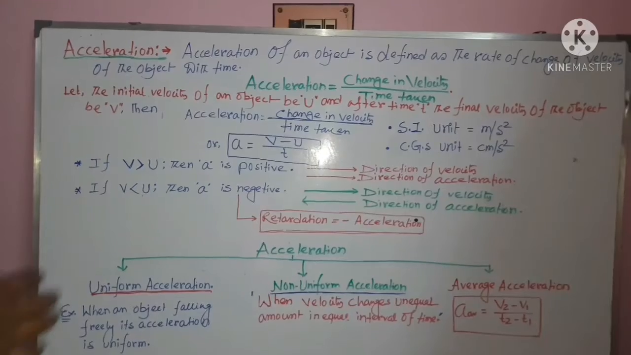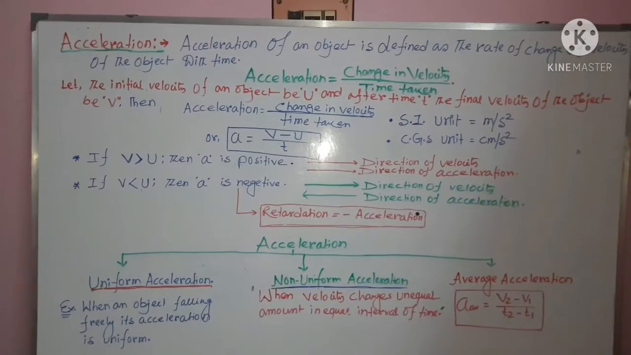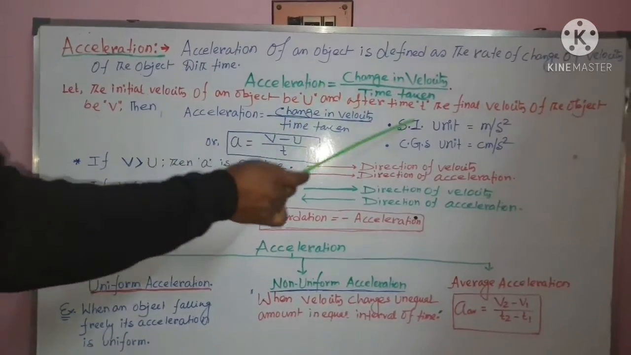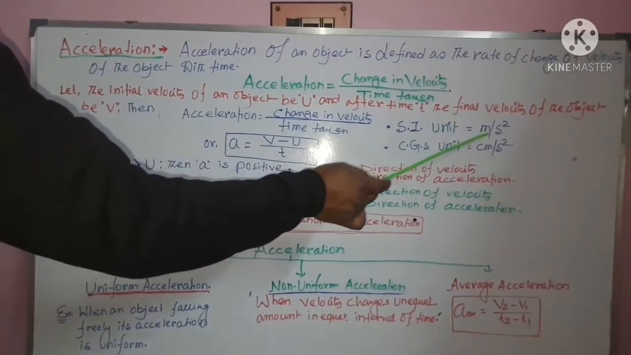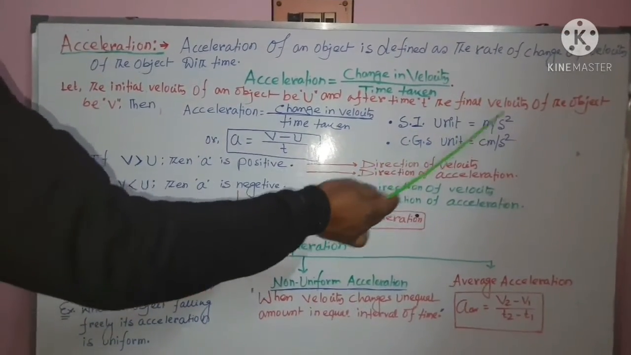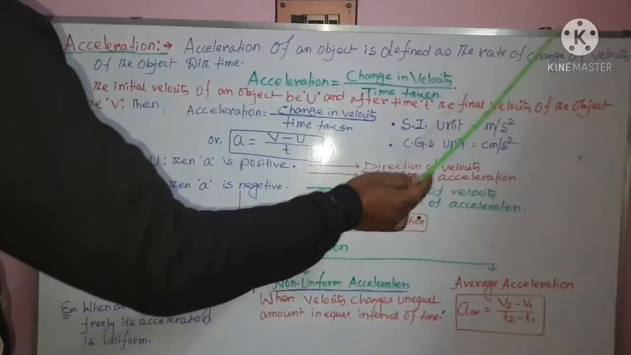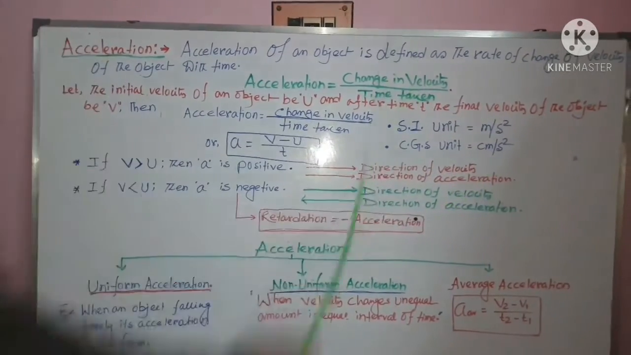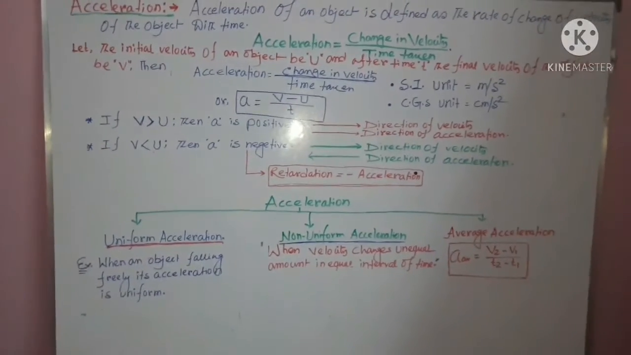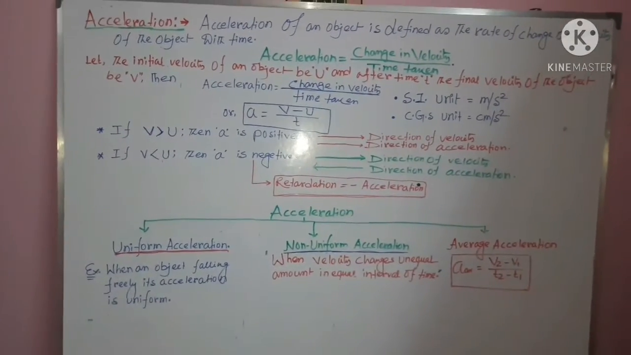Now you have to remember the unit of acceleration. From this equation we can say the SI unit of acceleration is meter per second square, and the CGS unit of acceleration is centimeter per second square. Now students, one important thing regarding acceleration you have to remember.